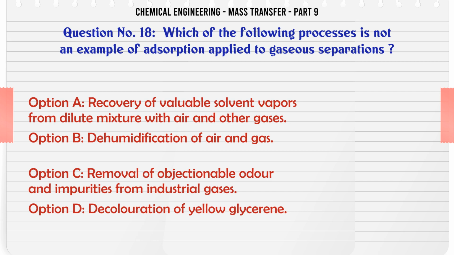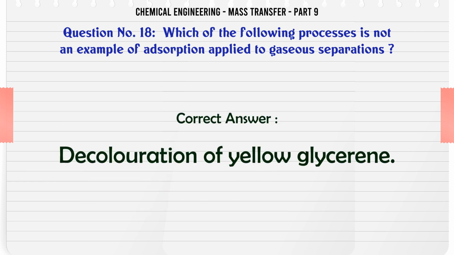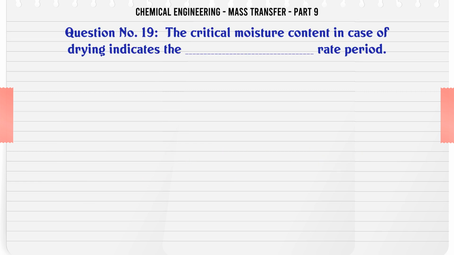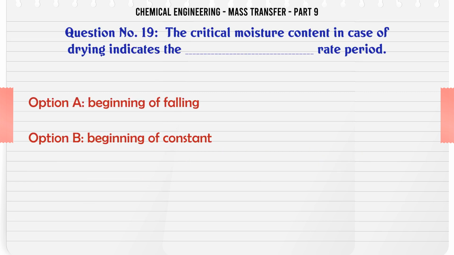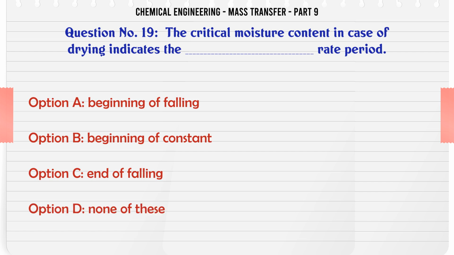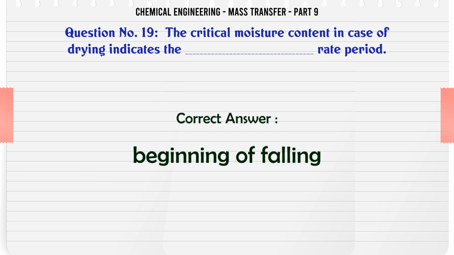D. Decoloration of yellow glycerine. The correct answer is decoloration of yellow glycerine. The critical moisture content in case of drying indicates the rate period. A. Beginning of falling, B. Beginning of constant, C. End of falling, D. None of these. The correct answer is beginning of falling.